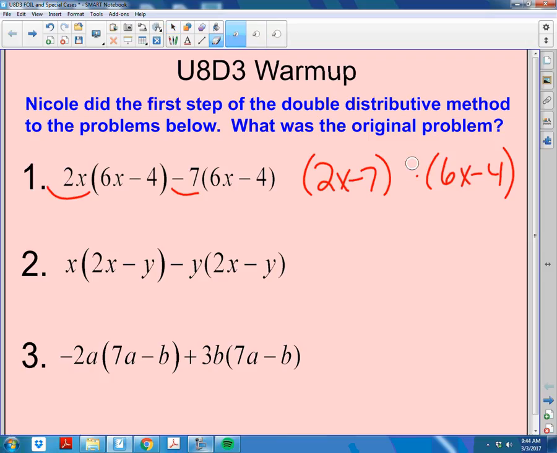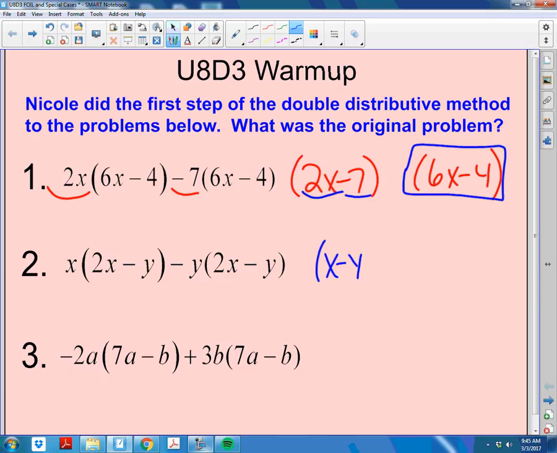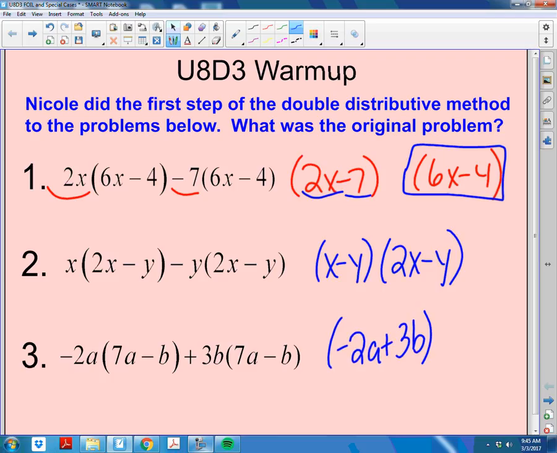Guys, if you remember back to what we did the other day, it is a multiplication problem to begin with. That's why we call it double distribution, right? And we always split one of the binomials and then distribute the other one to both parts. Next. X minus y. Perfect. X minus y times 2x minus y, right? Just work in reverse. Next. Negative 2a plus 3b times 7a minus b. Perfect. Nice and simple. Any questions on that?